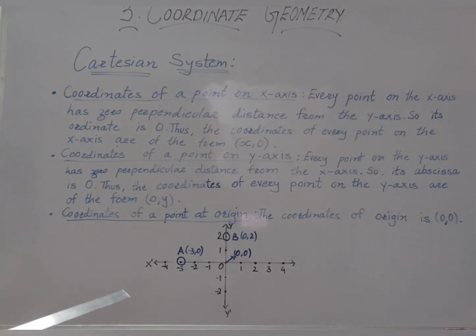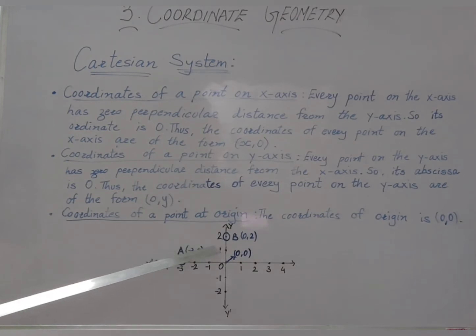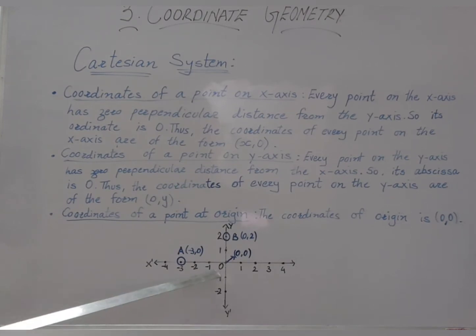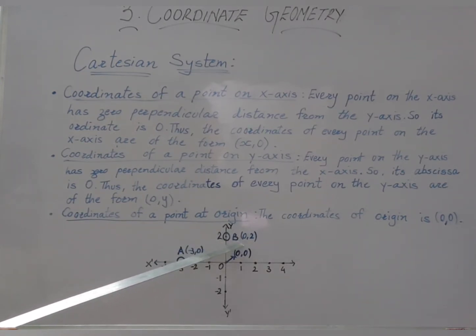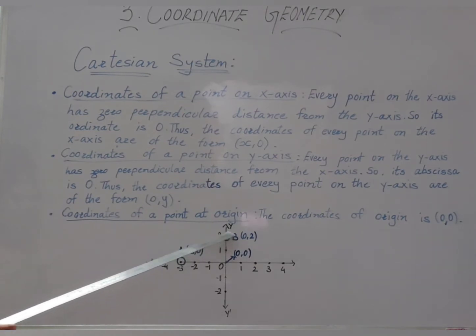For example, as you can see in the figure down, point B which lies on y-axis has abscissa 0 and ordinate 2. That is, x coordinate value will always be 0 and y coordinate, as it is 2 on y-axis, we take it as 2. So you have to remember this: if the given point lies on x-axis, then its y value will always be 0. And if the given point lies on y-axis, then its x value will always be 0.